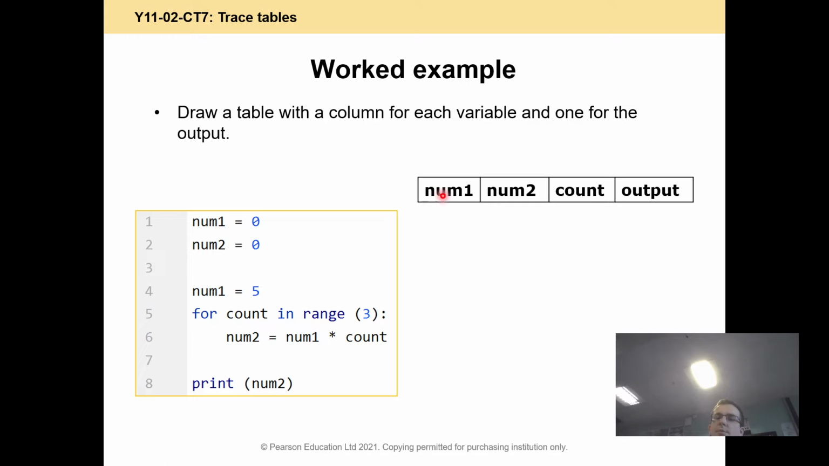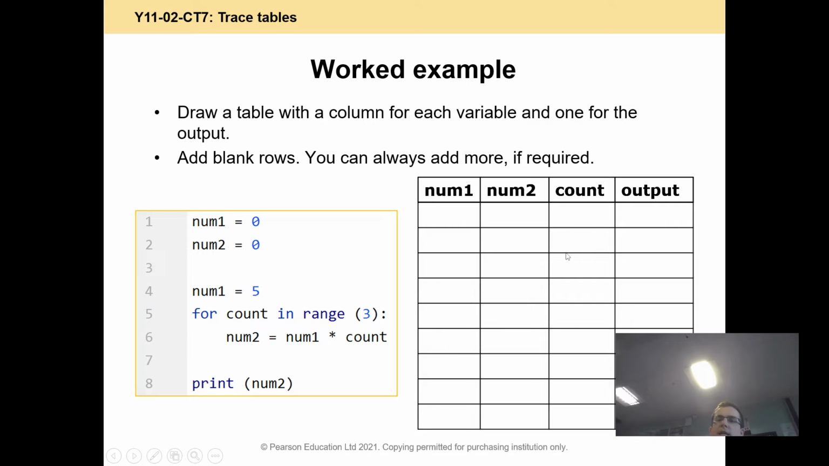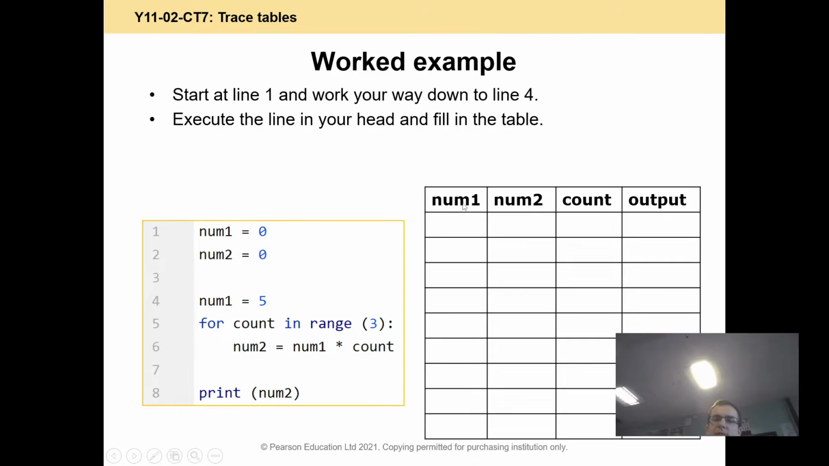In your trace table, sometimes you have variables, sometimes you have expressions, and sometimes you have output. An expression is just what it is in maths. It's a combination of values and variables and functions. So we'll see what that means as we go. So we have as many rows as we need. You can have as many as you like. And the idea is we step through one line of code at a time.